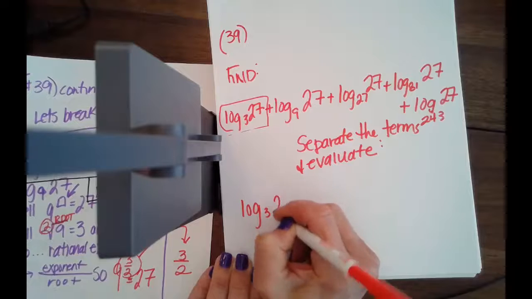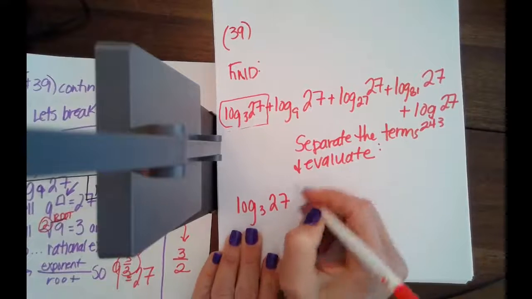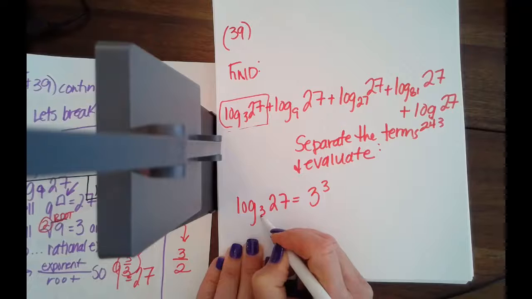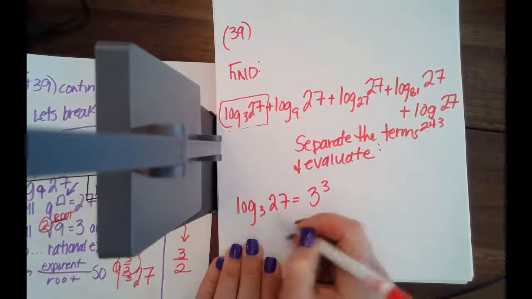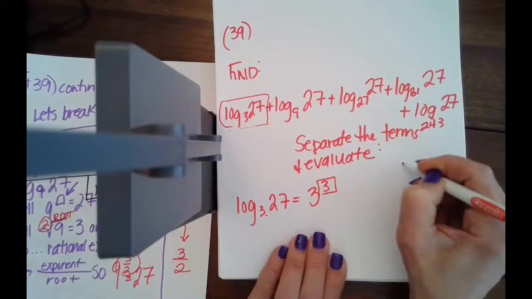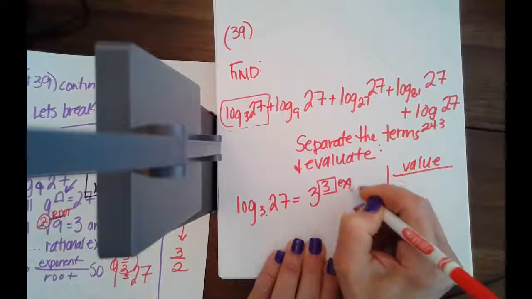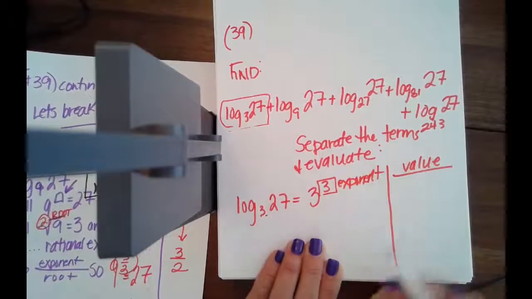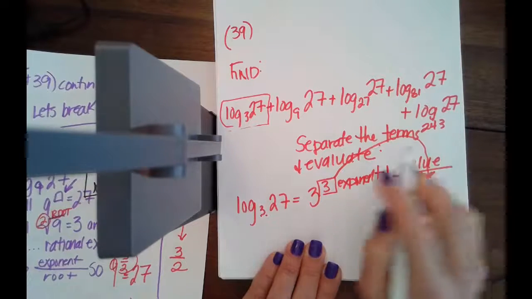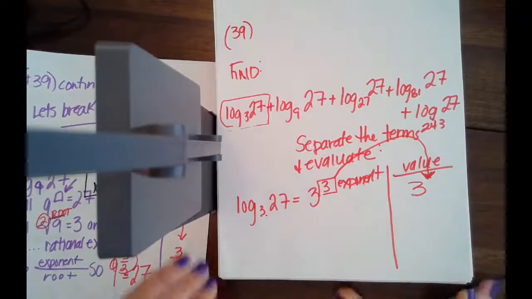Log base 3 of 27. Well, we already have a base of 3 and an argument of 27, so this is easy: 3 to the third. We're trying to find out to what exponent I must raise 3 to get 27. This one was super easy. The value of this expression is the exponent, and sometimes the exponents will be fractions. The exponent is the actual value of that logarithmic expression, because the logarithm is the exponent. So that value is 3.